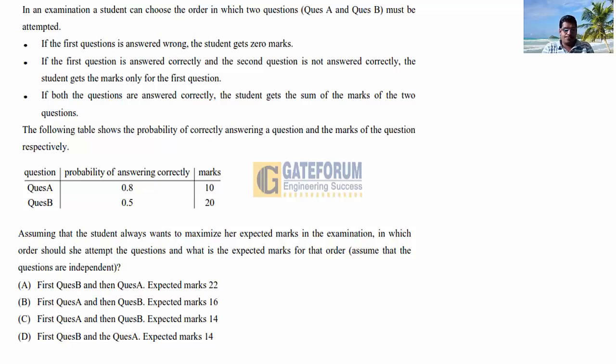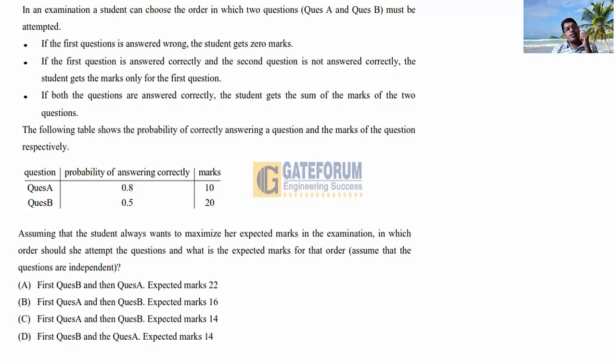Four statements A, B, C, D are given. A: first question B and then question A, expected marks 22, and like that B, C, D are given. This question is from engineering mathematics, from the topic probability and statistics, subtopic random variables, average. The solution is, so take care of the table.